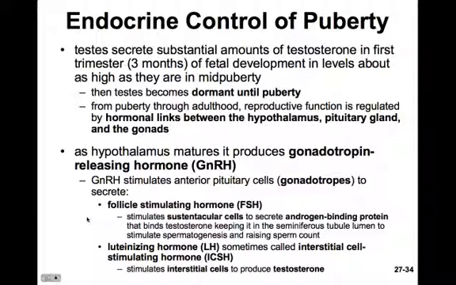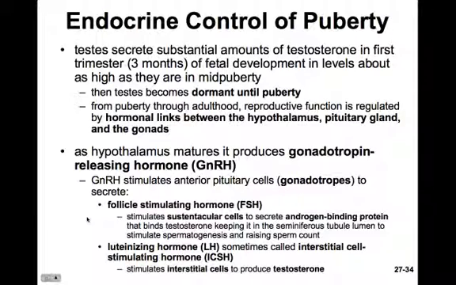Once we see testosterone secretion at puberty, we're going to see that reproductive function is regulated by hormone links between the hypothalamus, pituitary, and the gonads. As the hypothalamus matures, it produces gonadotropin-releasing hormone, and this is the hormone that stimulates the anterior pituitary to secrete follicle-stimulating hormone and LH, or luteinizing hormone. So FSH and LH are secreted from the anterior pituitary by cells called gonadotropes. Those are cells specific to the gonadotropin hormones FSH and LH.